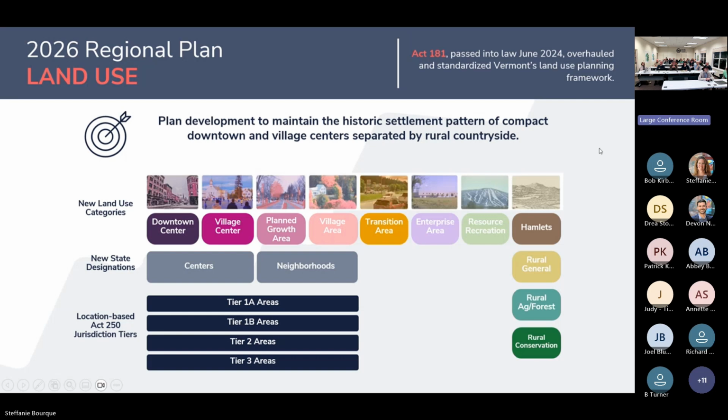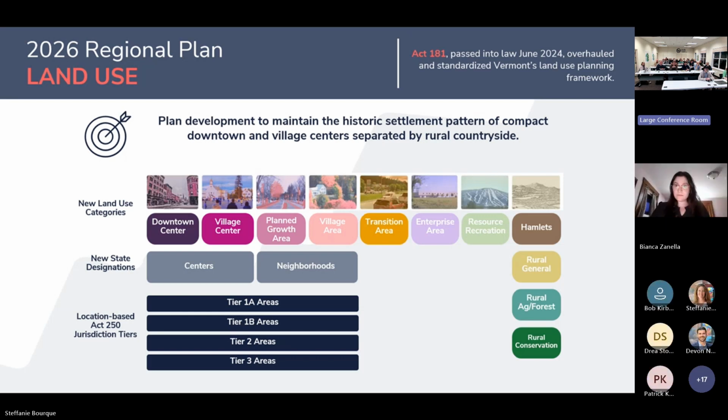So now we're going to do a little bit of a deeper dive into the land use chapter specifically because it, I think, is most impacted by Act 181, which was passed into law in June of 2024 and overhauled and standardized Vermont's land use planning framework. So the goal of the land use chapter is to plan development to maintain the historic settlement pattern of compact downtown and village centers separated by rural countryside.